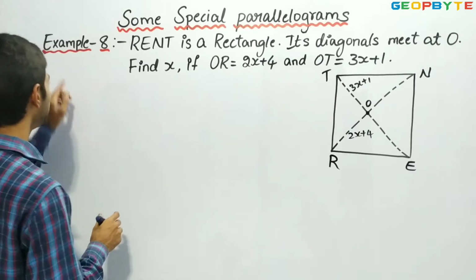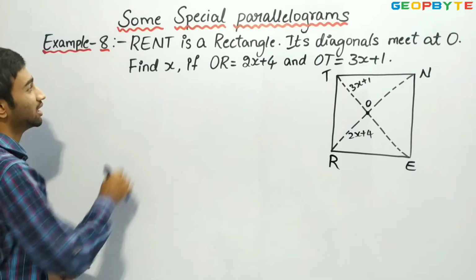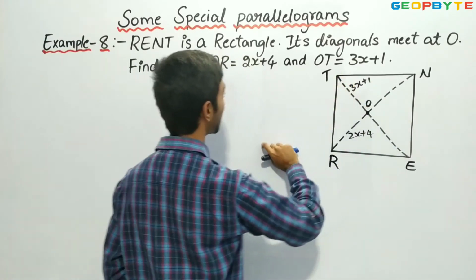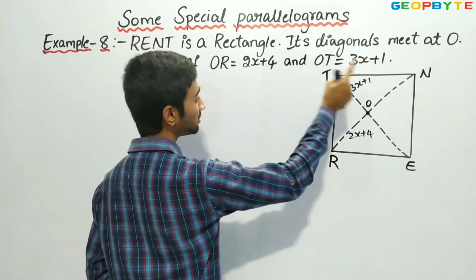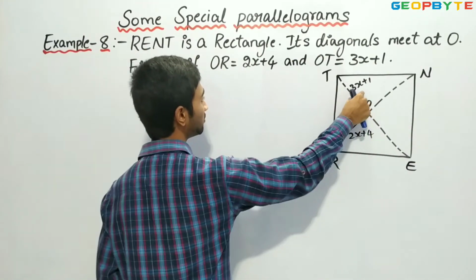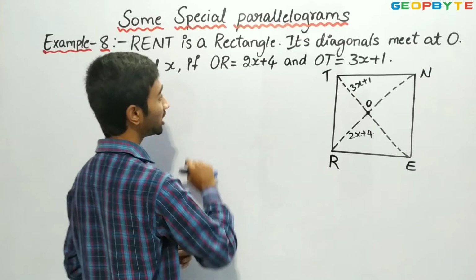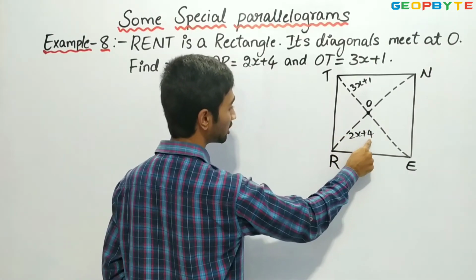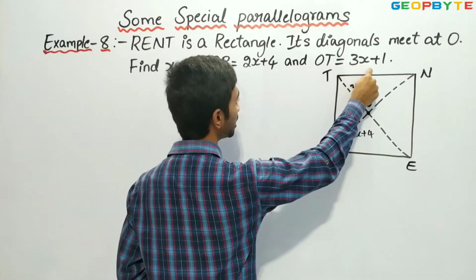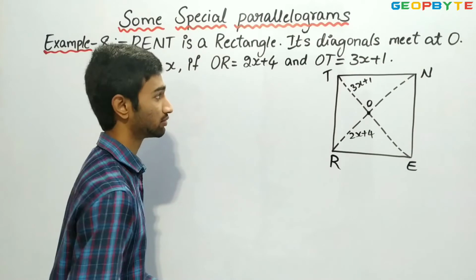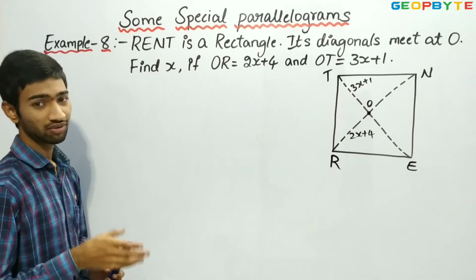Now let us see example 8. RENT is a rectangle. Its diagonals meet at O. Find x. So we need to find the value of x if OR equal to 2x plus 4. So OR is equal to 2x plus 4 and OT equal to 3x plus 1. It is given OT equal to 3x plus 1. Now let us find the value of x.